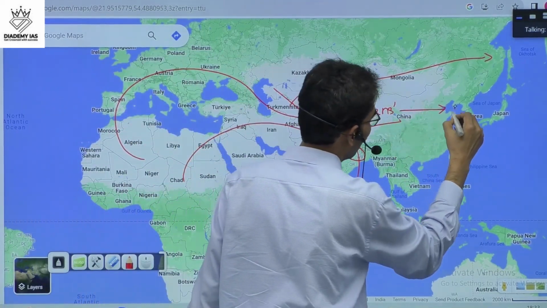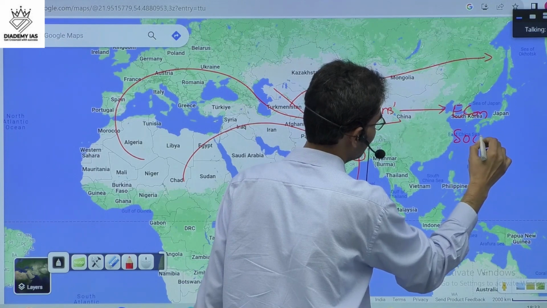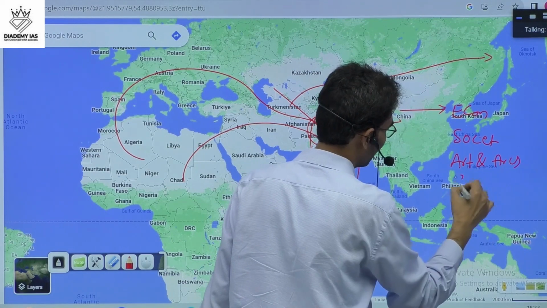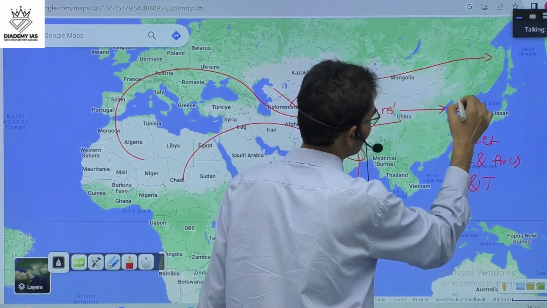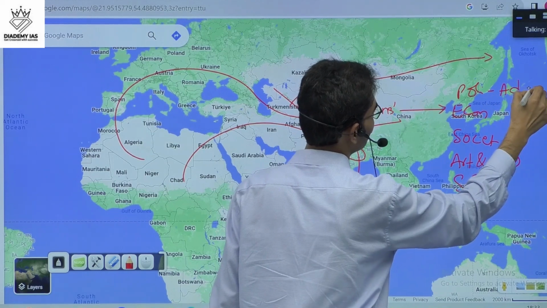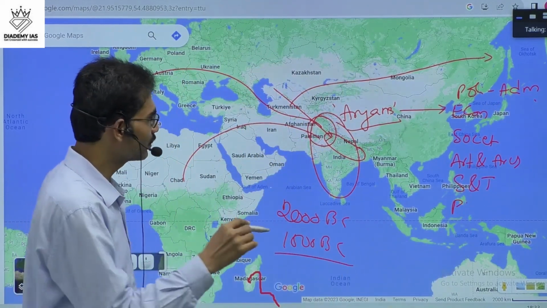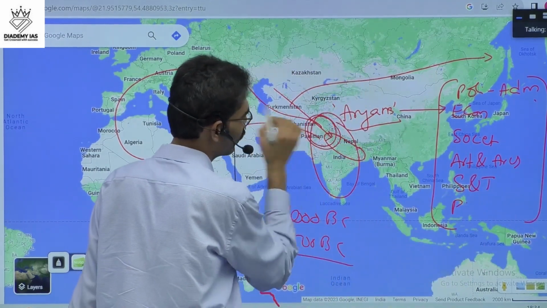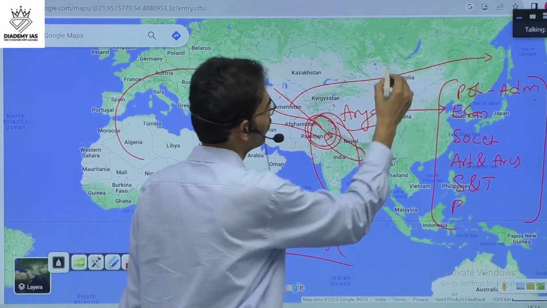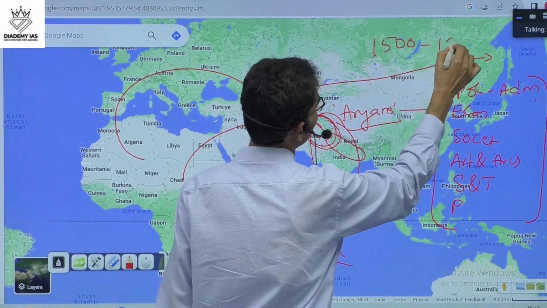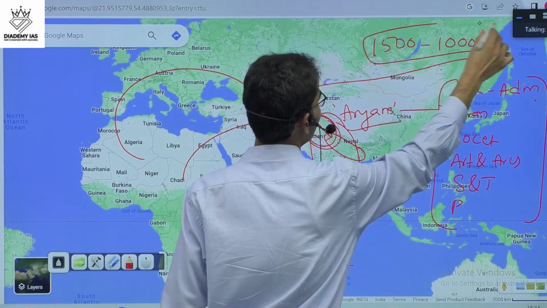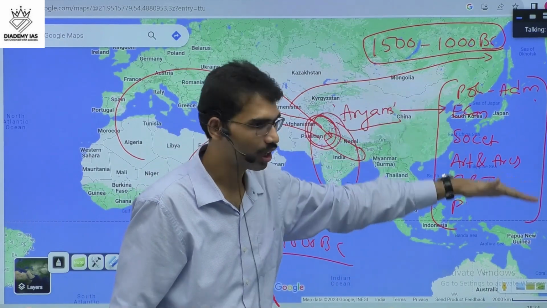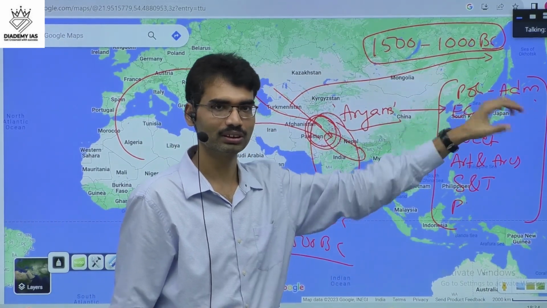The moment they settled in this location, again we have to study the same: who are these Aryans, what is their economy, what is their society, what is their art and architecture, science and technology, Politico-Administration. And to what geographic location are we studying? Only this geographic location, and the timeline is from 1500 BC to 1000 BC. So in this timeline, in this geographic location, how were the society, economy, polity and administration?